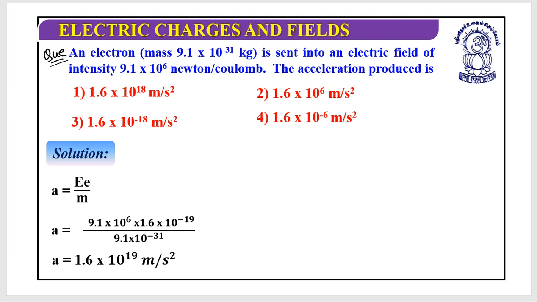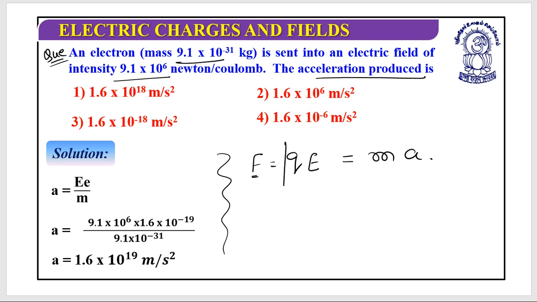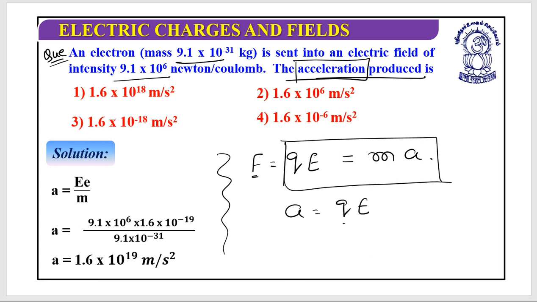An electron is given, and the mass of the electron is given. It is sent into an electric field of given intensity, and the acceleration produced is asked. What I know is that the force on the electron is qE, and the force is equal to mass into acceleration. So I can equate qE equals ma. Here I am interested in the acceleration, so I can replace a with qE by m.